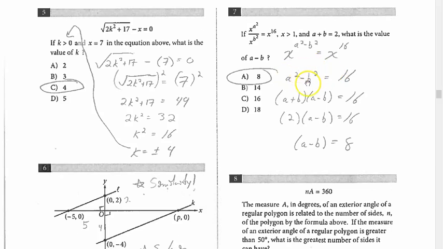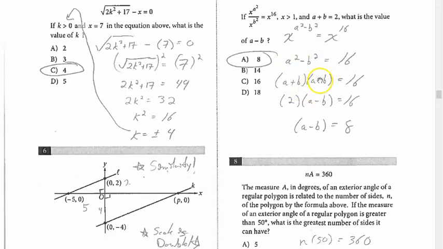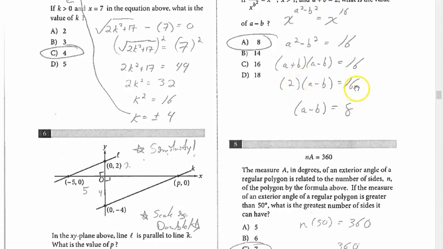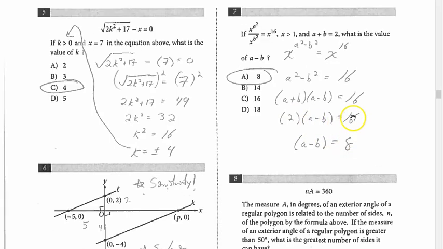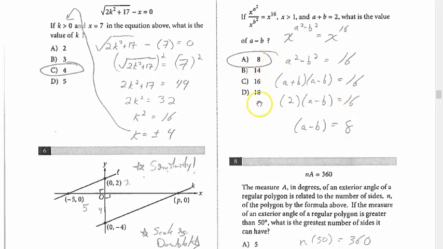Working backwards here, I can expand this to a plus b times a minus b is equal to 16. Then I'm told that a plus b is 2, so I substitute 2 in there. Now I divide both sides by 2. So I got a minus b is equal to 8. That's what I'm solving for, so I can get choice A.